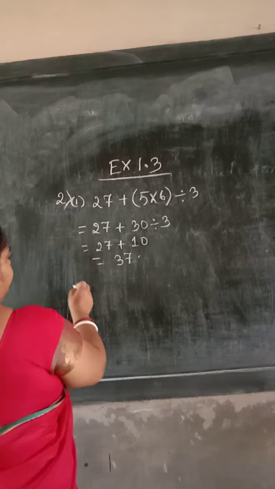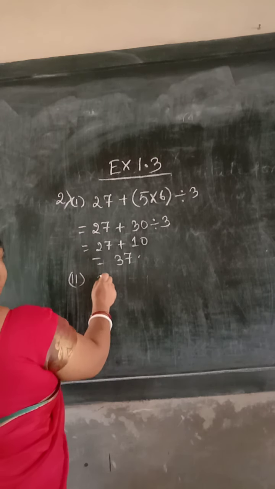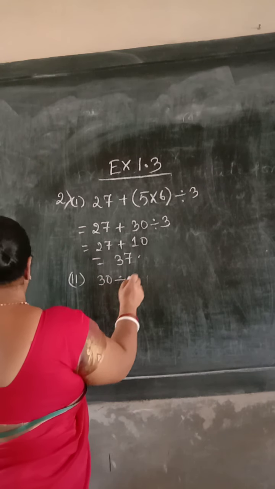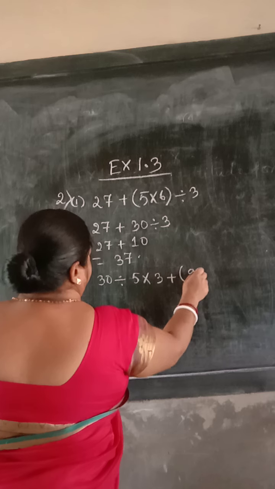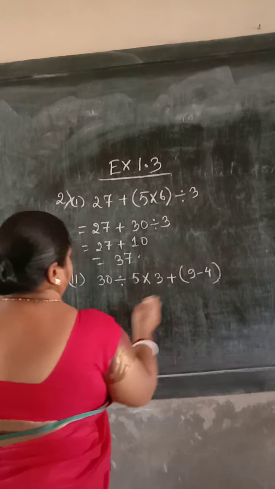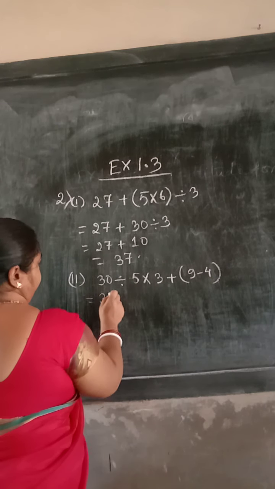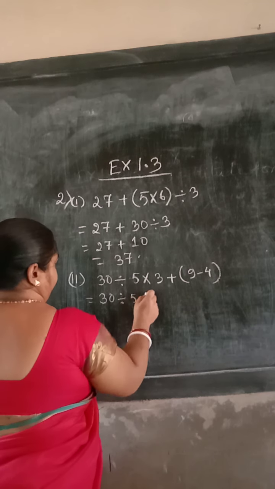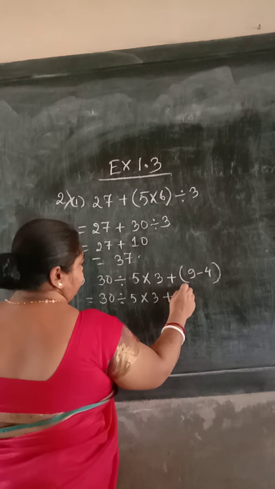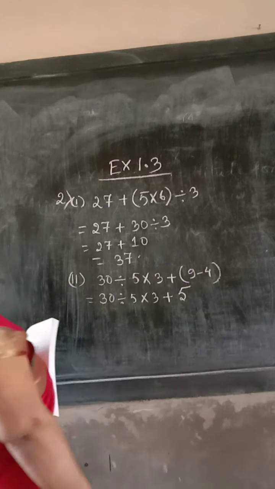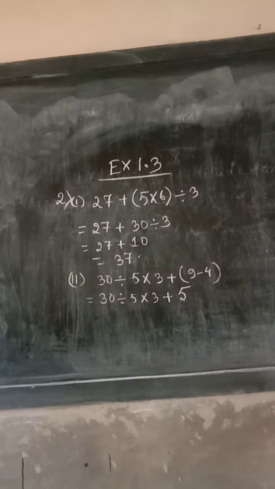Then question number 2, it says 30 divided by 5 into 3 plus (9 minus 4). Now I am writing 30 divided by 5 into 3 plus, within the bracket we have 9 minus 4, so that has to be solved at first. So 9 minus 4 gives you 5.